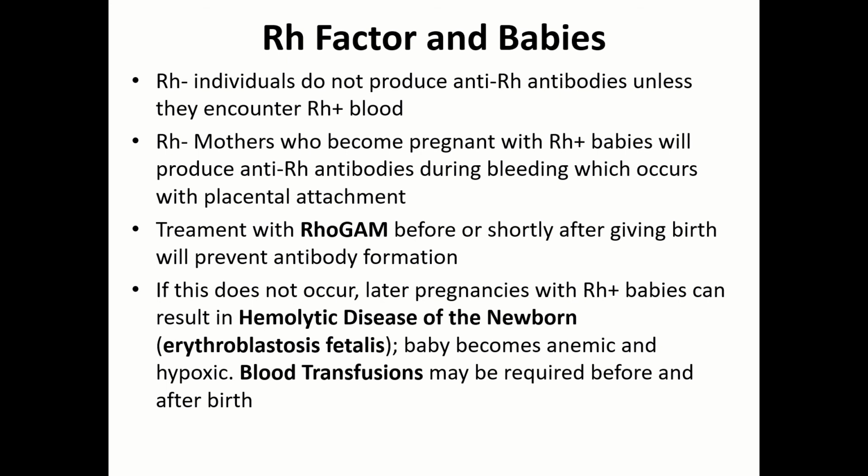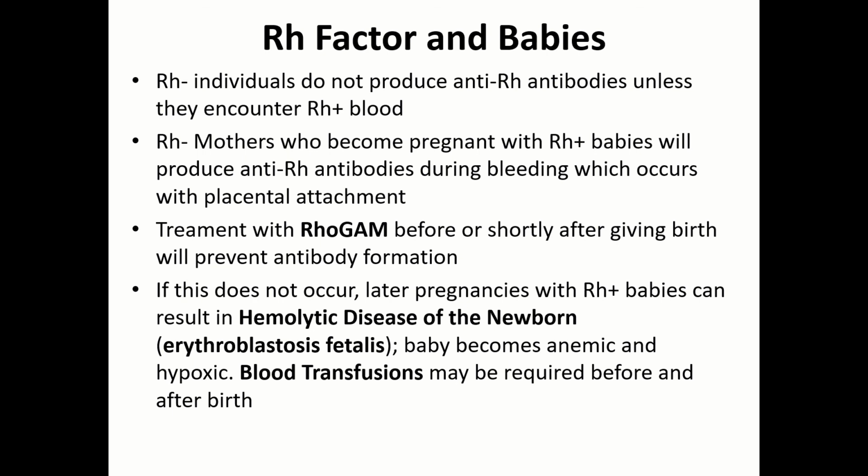If this doesn't occur, then you do have the mother's antibodies attacking the Rh positive baby's blood, and this is referred to as the hemolytic disease of the newborn, also called erythroblastosis fetalis. This can create an anemic and hypoxic scenario for the fetus, and it can also cause clumping in the mother's blood. And so this can be terminal based on the degree and amount of time that this is actually occurring. So that's the reason RhoGAM is given during pregnancy to mothers with Rh negative blood.